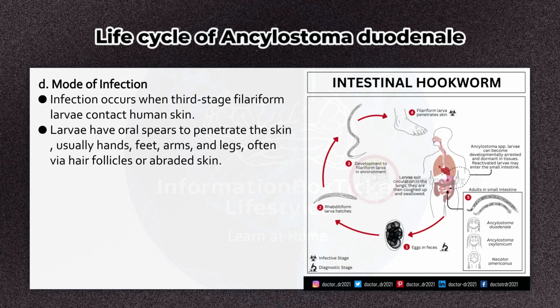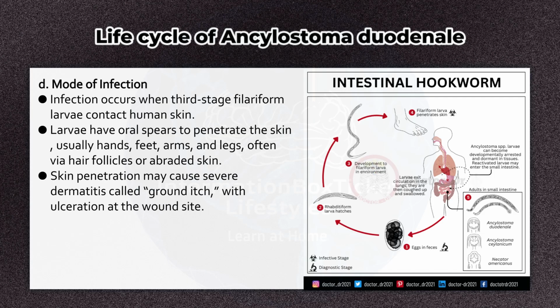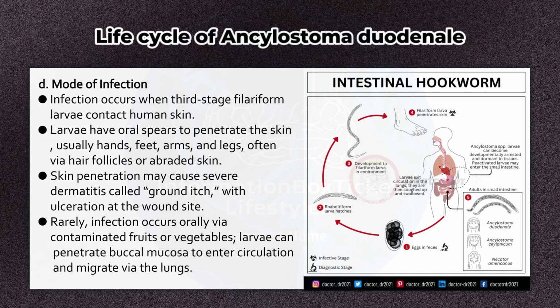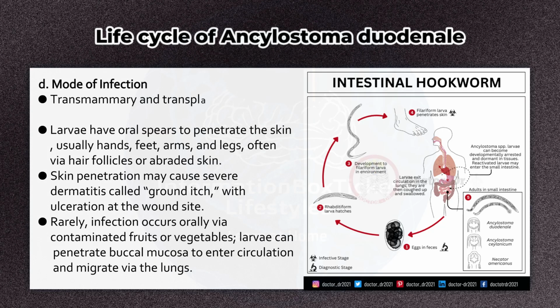Larvae have oral spears to penetrate the skin, usually hands, feet, arms, and legs, often via hair follicles or abraded skin. Skin penetration may cause severe dermatitis called ground itch, with ulceration at the wound site. Rarely, infection occurs orally via contaminated fruits or vegetables. Larvae can penetrate buccal mucosa to enter circulation and migrate via the lungs. Transmammary and transplacental transmission has also been reported.